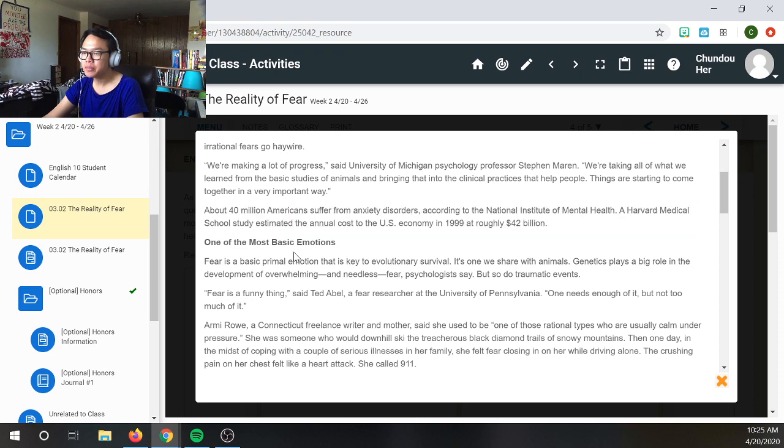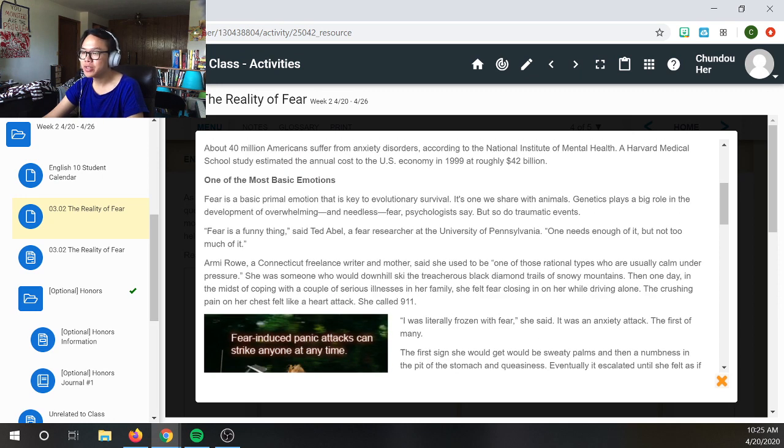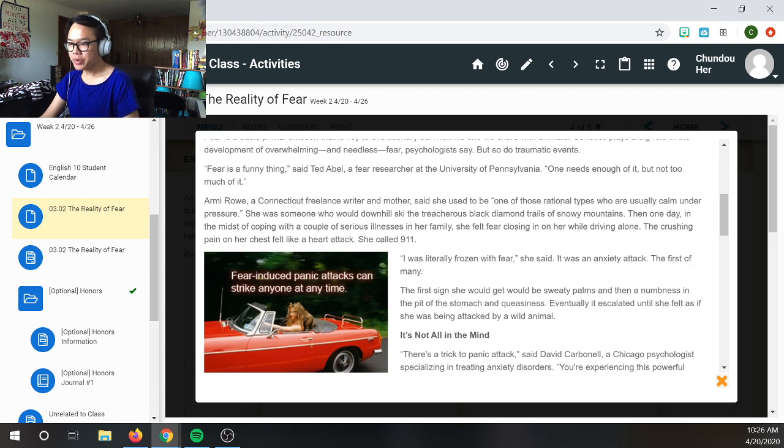Fear is one of the most basic emotions, a basic primal emotion that is key to evolutionary survival. It's one we share with animals. Genetics plays a big role in the development of overwhelming and needless fear, psychologists say, but so do traumatic events. Fear is a funny thing, said Ted Abel, a fear researcher at the University of Pennsylvania. One needs enough of it, but not too much of it. Amy Rowe, a Connecticut freelance writer and mother, said she used to be one of those rational types who are usually calm under pressure. She was also someone who could downhill ski the treacherous black diamond trails of snowy mountains.